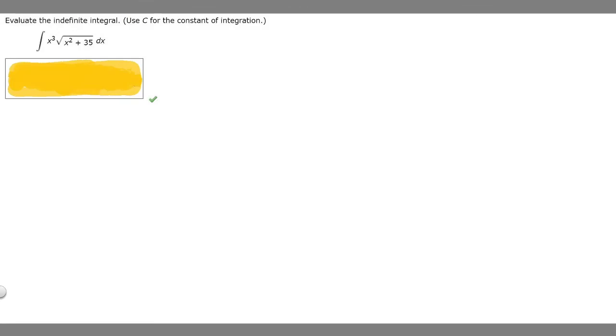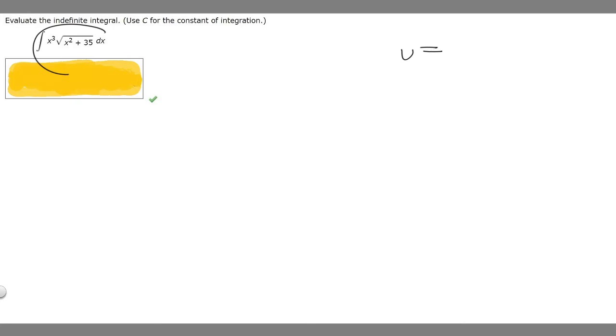So in this problem, we're told to evaluate the indefinite integral, plus C for the constant of integration, of the integral of x cubed times the square root of x squared plus 35 times dx. So this is a little bit of a more difficult problem, but I think we can do it. The first thing that we're going to want to do, since we're using u substitution, is find out what our u is going to be.